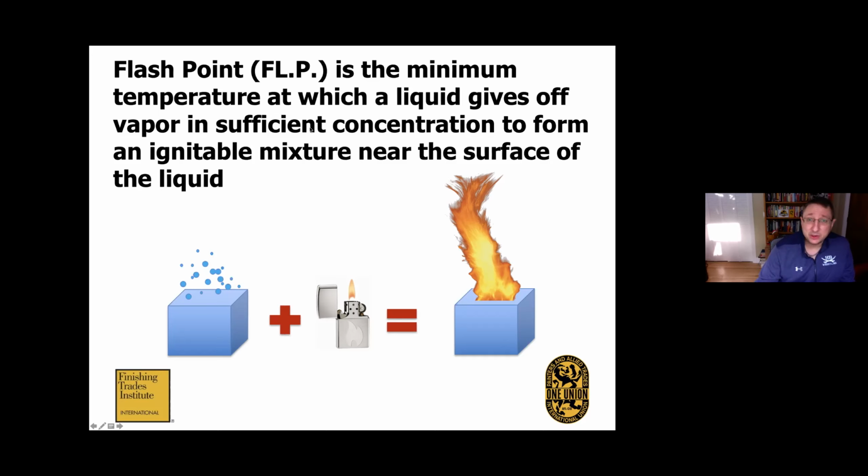So let's look at flash point. This is the minimum temperature at which a liquid gives off vapor in sufficient concentration to form an ignitable mixture near the surface of the liquid. So it's not the actual liquid that's on fire, right? The thing that's actually burning is the vapor right above that liquid material. And it's the same thing for solids. So if this solid paper book was on fire, it's not the actual paper material. It's all the vapors that were heated up right above the surface of this that are on fire.